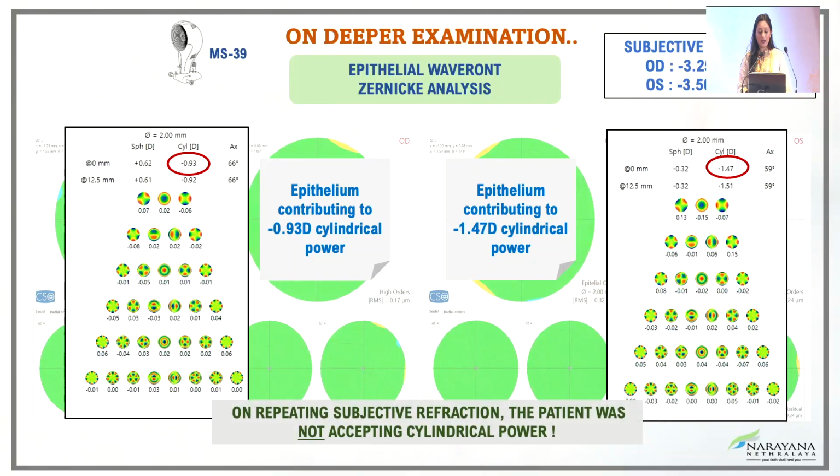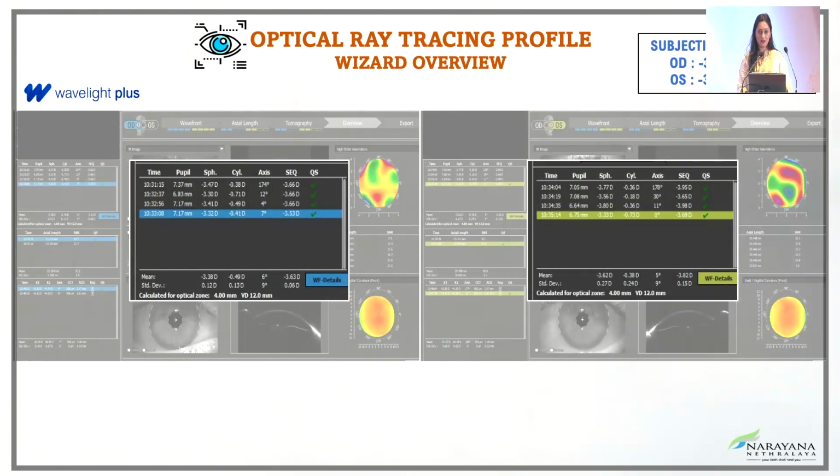Now, the InnoVis, which is the Sightmap we use for Wavelight Plus, we wanted to see if there is an epithelial aberration. So we did the diagnostics for Wavelight Plus, and you can see here this patient has minus 0.7 in the right eye and minus 0.5 in the left eye as an aberration in Wavelight Plus as well. Wavelight Plus, which is the ray tracing technology, takes into consideration all the aberrations from the epithelium right up to the retina, and it is picking it up.